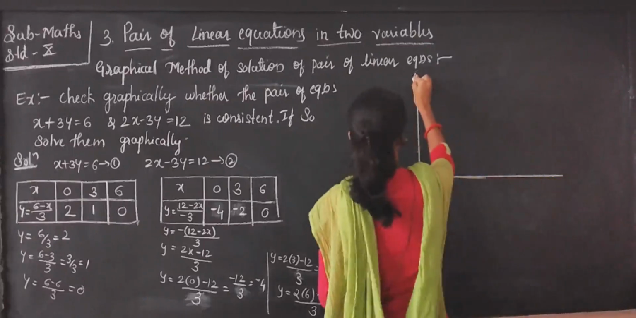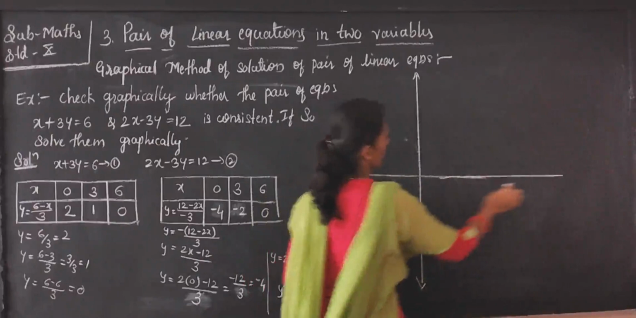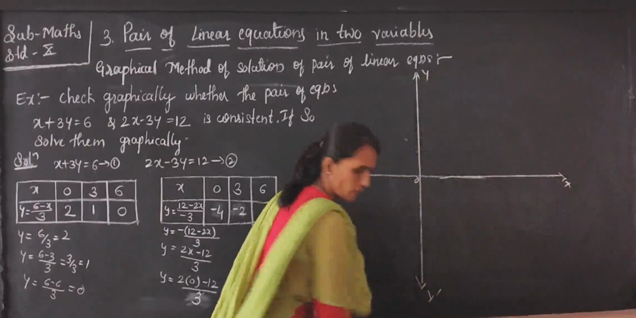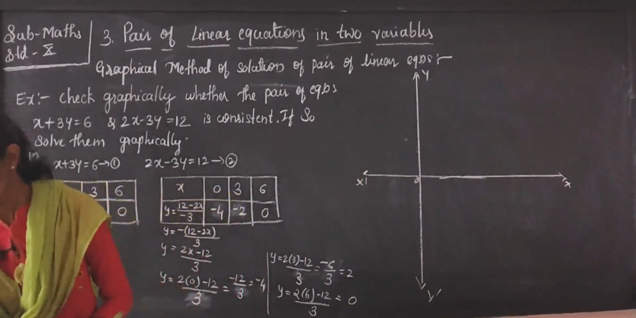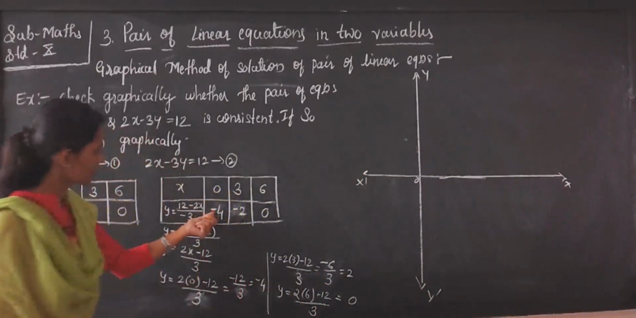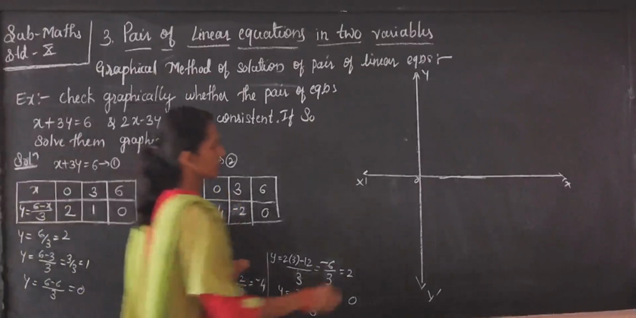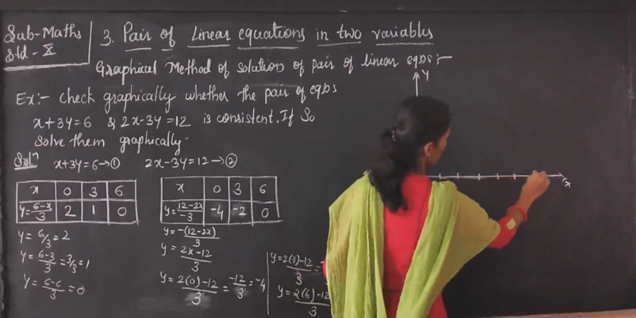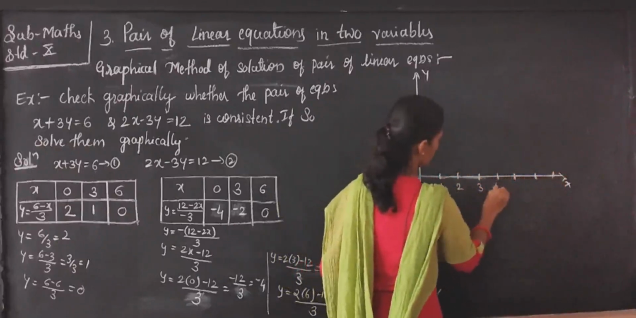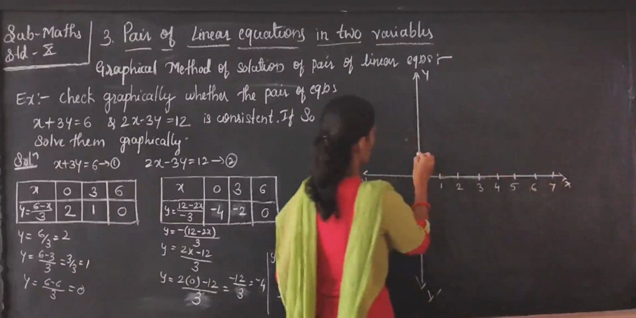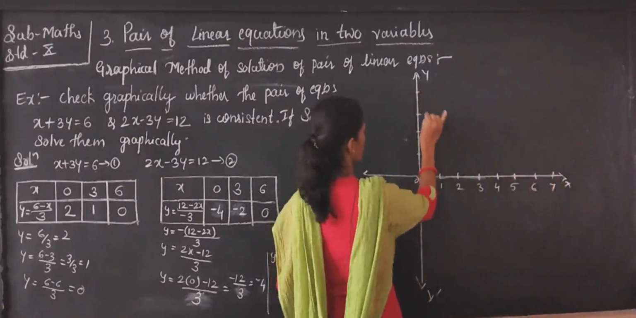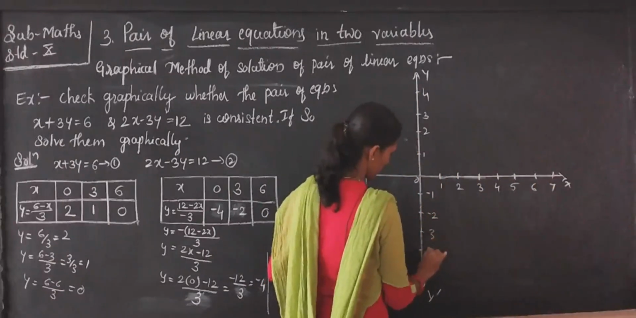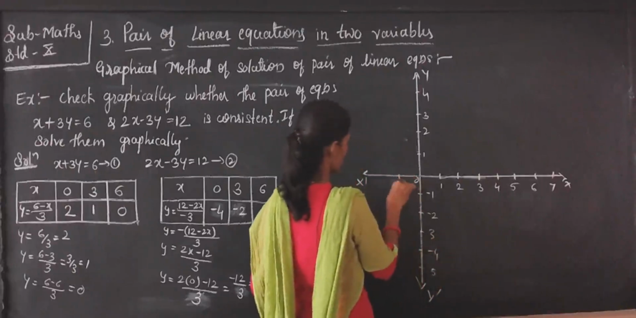Okay. So x dash, y dash. Okay, maximally represent the equations here. So maximum here minus 4 and here 2. Okay, it is okay. 1, 2, 3, 4, 5, 6, 7. 1, 2, 3, 4. Minus 1, minus 2, minus 3, minus 4, minus 5. This side again minus 1, minus 2.